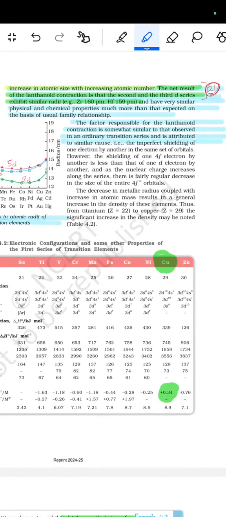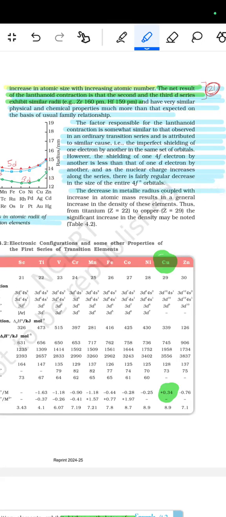That means the imperfect shielding of one electron by another in the same set of orbitals. However, the shielding of one 4f electron by another is less than that of one d electron by another, and with the nuclear charge increasing along the series, there is a fairly regular decrease in the size of the entire 4fn orbital.